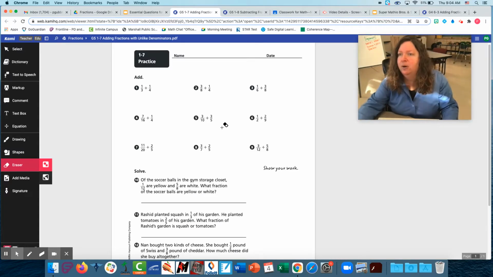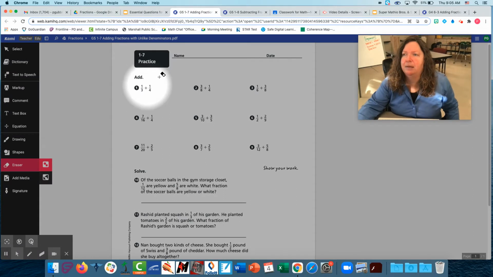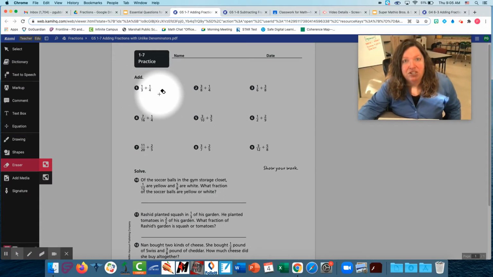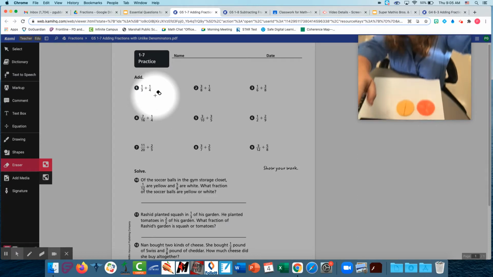Now, it's important for us to have this paper open, so please either find it from your teacher or open it in Google Classroom and take a look at this first problem. It says 1/3 plus 1/4. Think back to our conversation yesterday. If we're adding 1/3 and 1/4, the only way we can do that is if the wholes are the same size. So I'm going to tip my thing down.